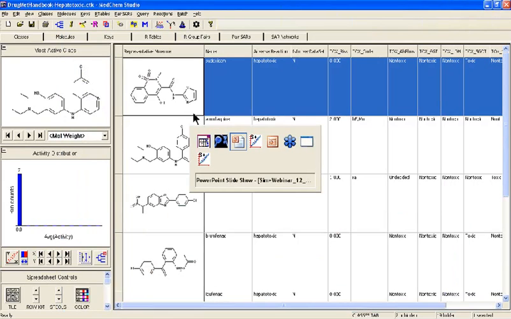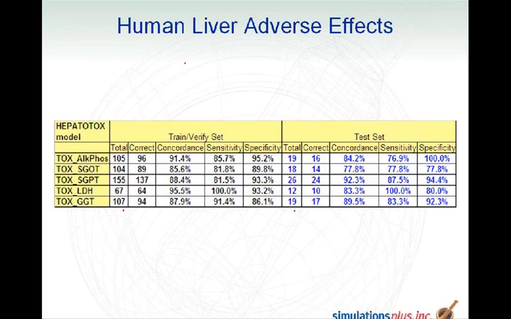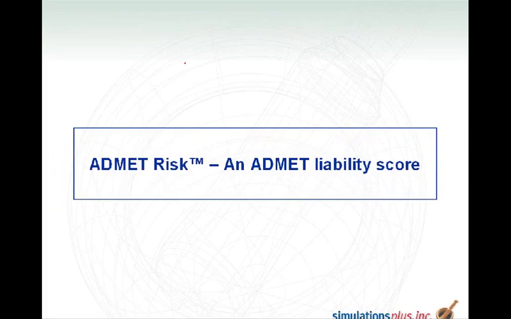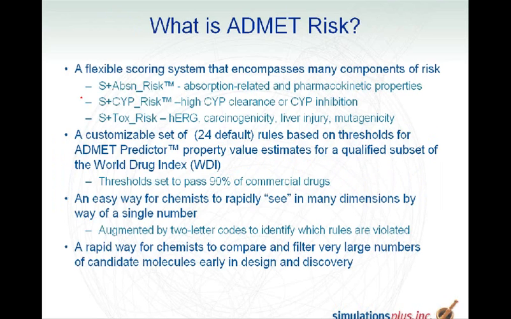Okay, so now we go back into the PowerPoint slides, and in this final section I'll describe the tox risk. So we have a scoring system called ADMET risk that encompasses 3 components of risk. The first risk is absorption, so this is related to absorption and pharmacokinetic properties.